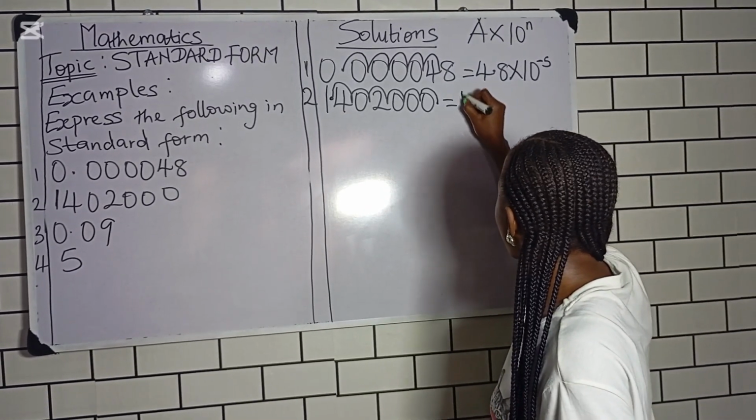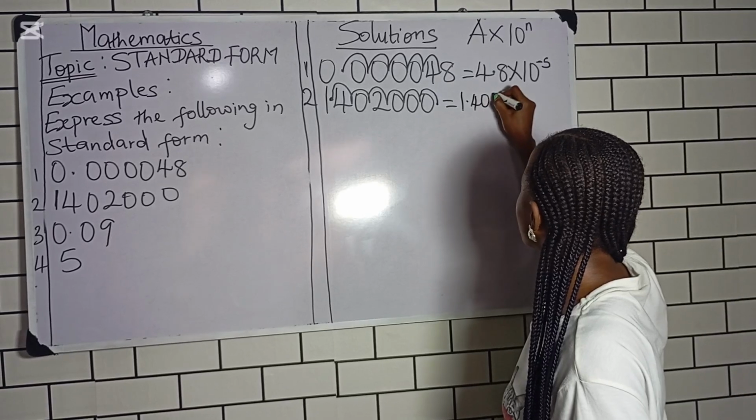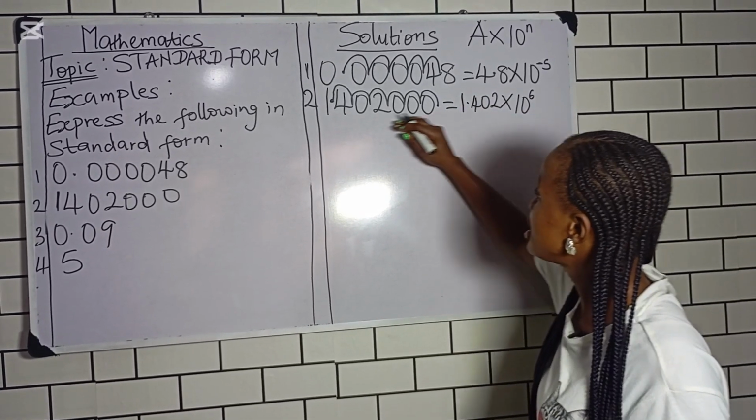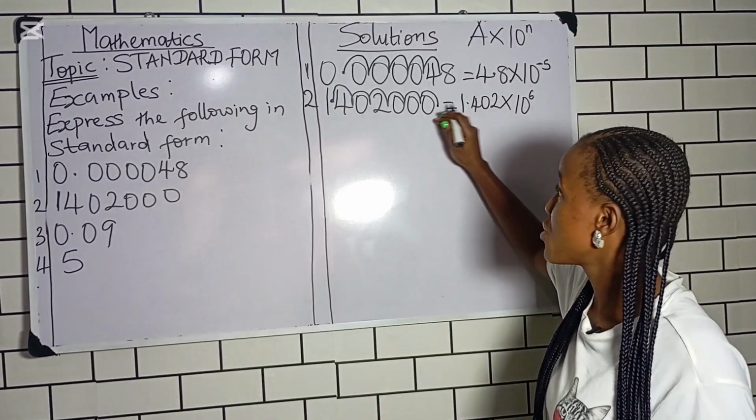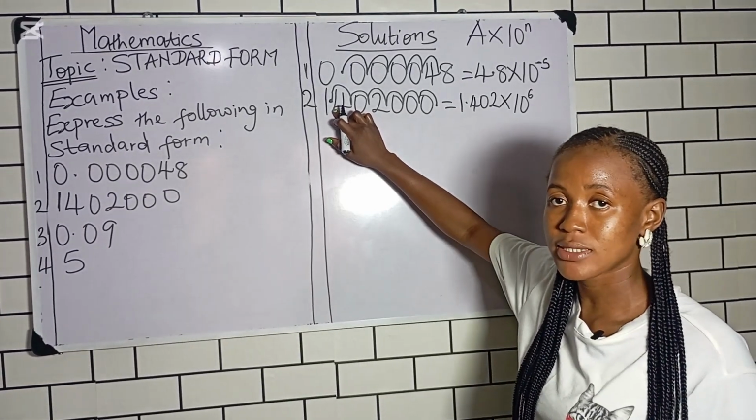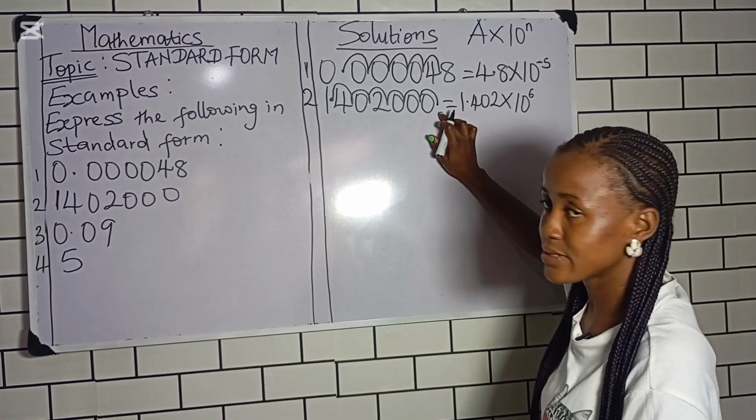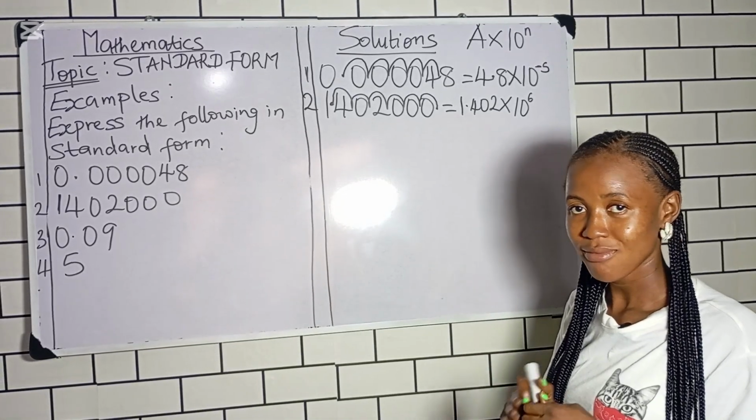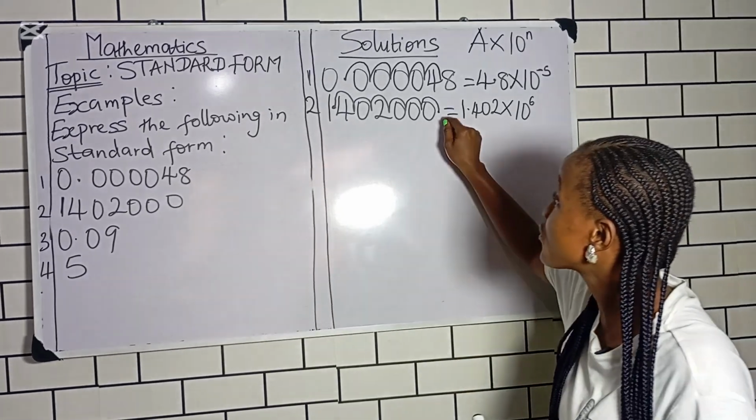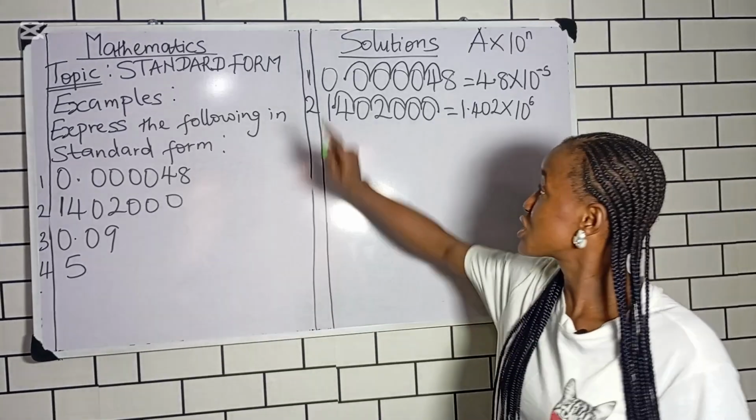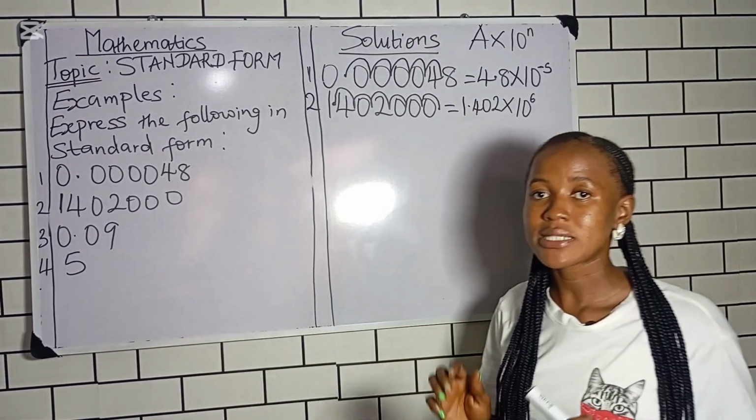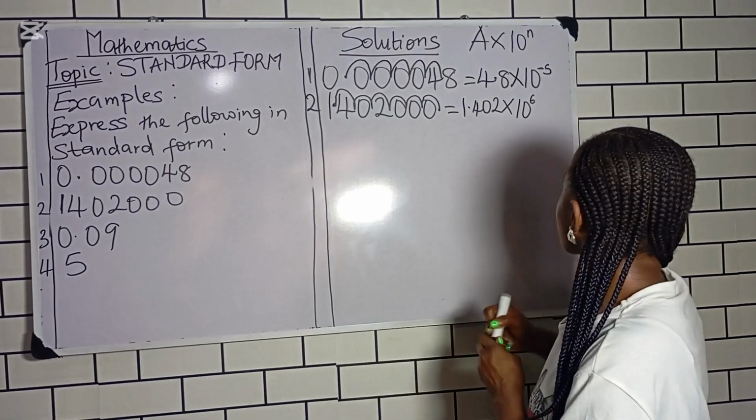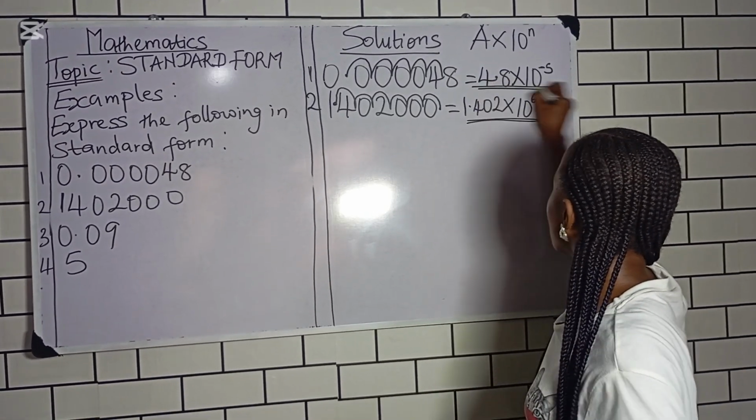Now we're going to have 1.402 times 10 raised to power 6. We counted 6 digits before getting the position of our decimal point. And we counted from the right side to the left. That's why our power 6 has no negative sign. But if you are counting from this side to this side, your power of 10 has to have a negative sign. This is our final answer for number 2. This one is for number 1.